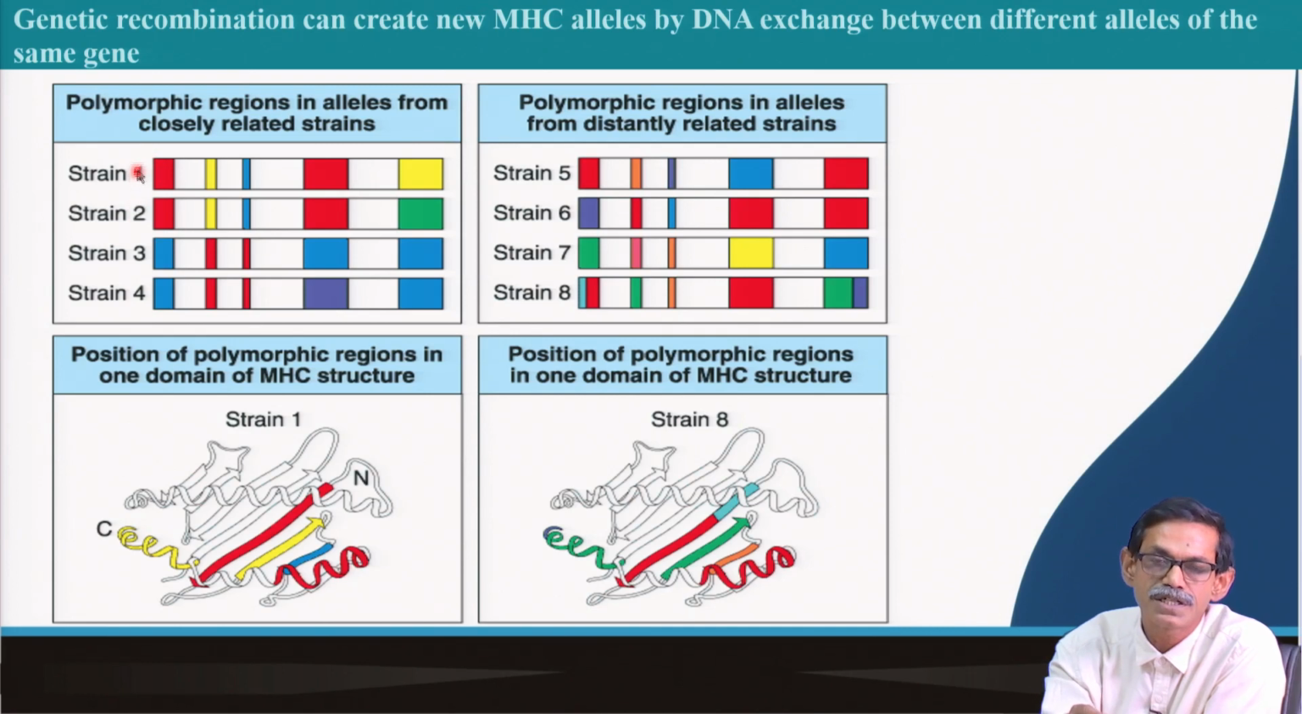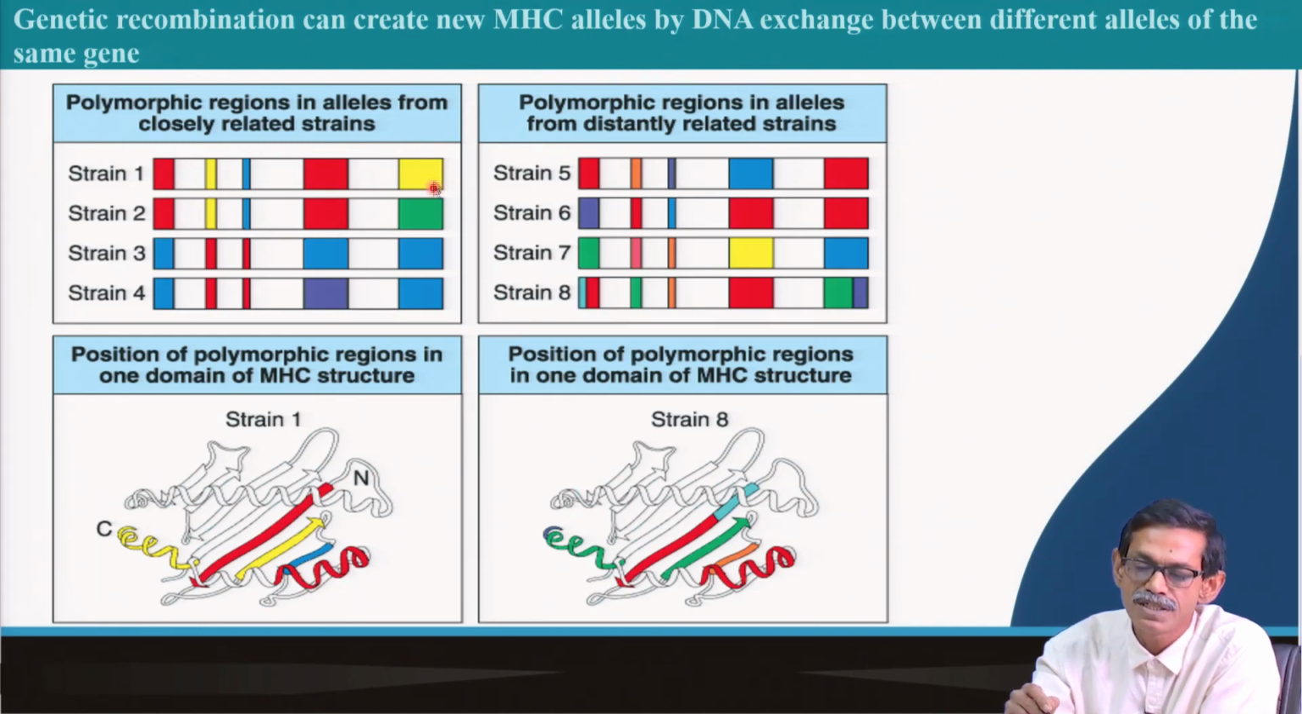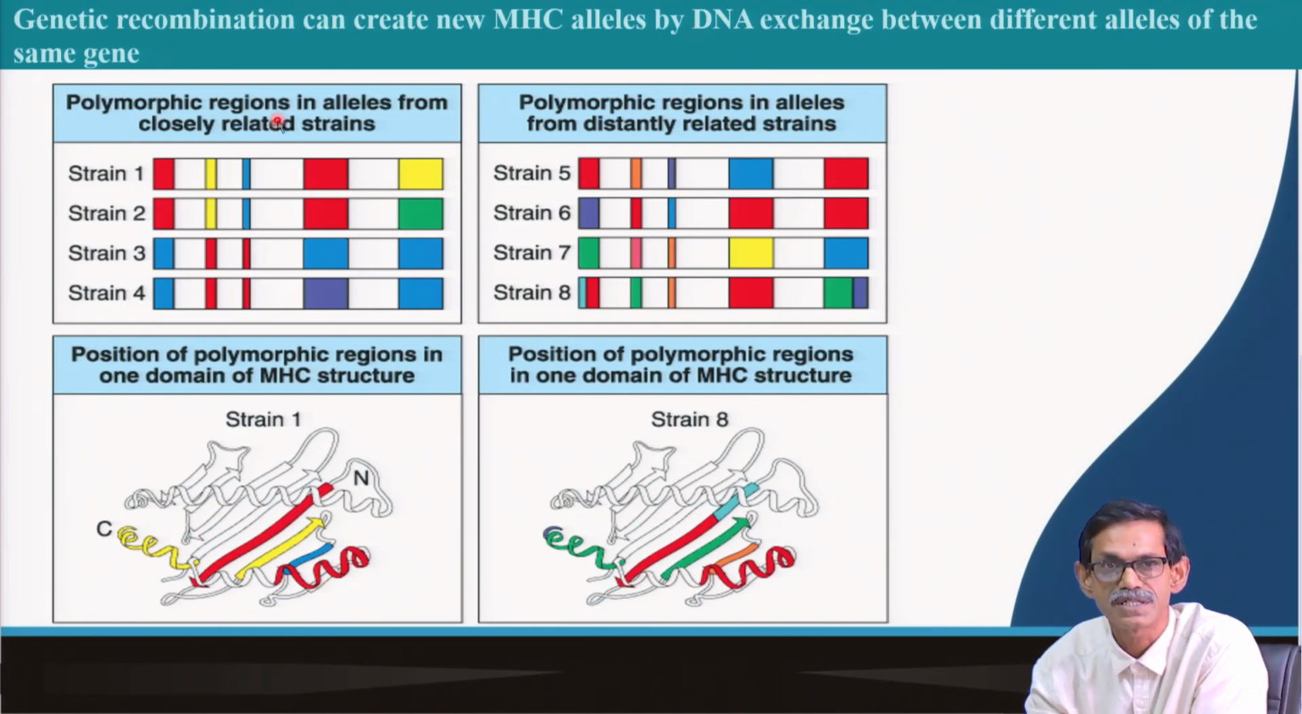Strain 1 and strain 2, if you compare, are very much similar everywhere. Up to here the red, yellow, blue, red again is the same, but only this part is slightly different. If you see strain 3 and 4, they are almost the same, except this region is different. We are talking about closely related strains. This is done in mouse. When I say strains, normally you understand it is mouse. Normally we do not say human strain 1, strain 2.